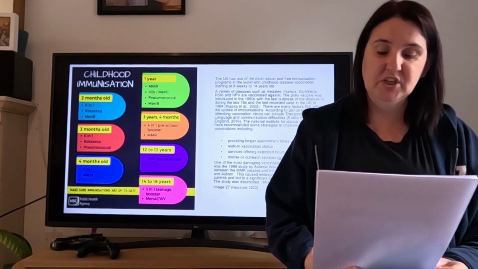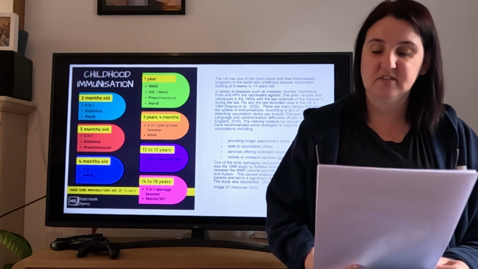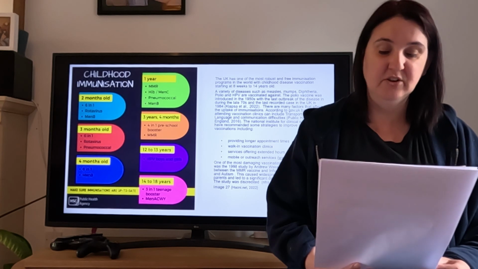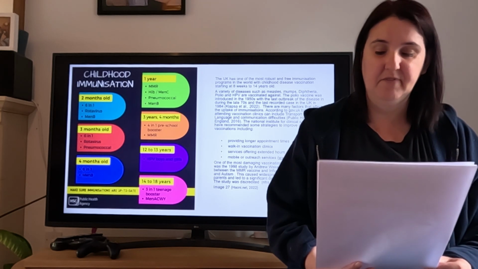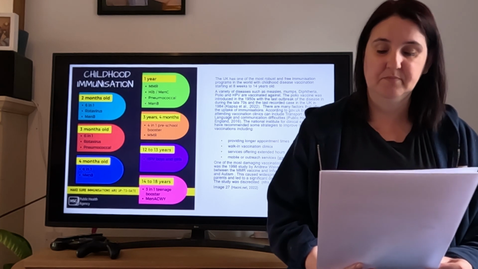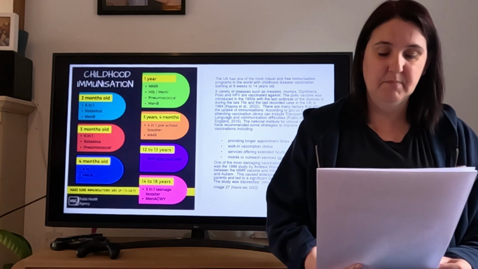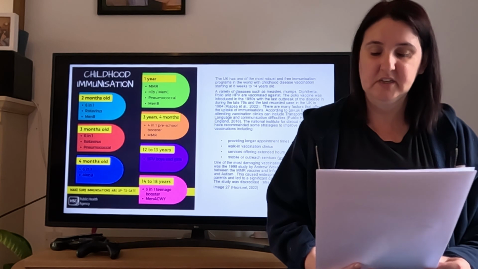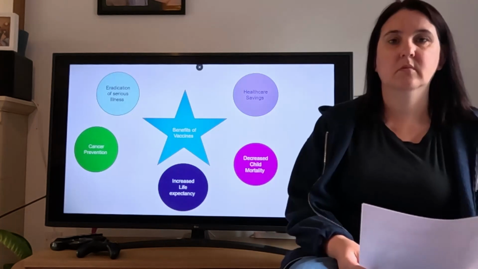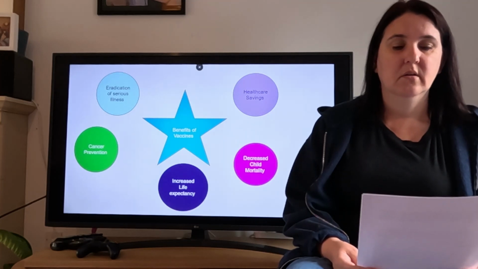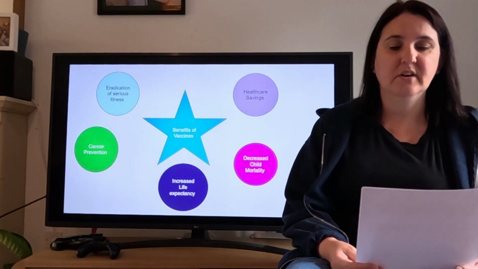One of the most damaging vaccination safety controversies was the 1998 study by Andrew Wakefield that suggested a link between the MMR vaccine and inflammatory bowel disease and autism. This caused widespread concern amongst parents and led to a significant decrease in the vaccination uptake. The study was discredited.